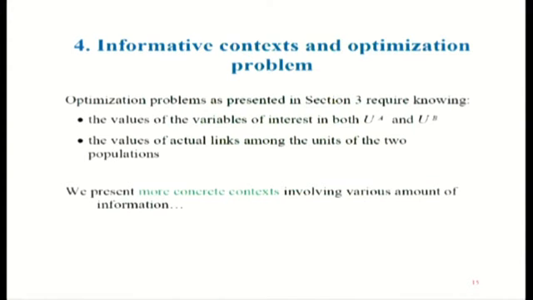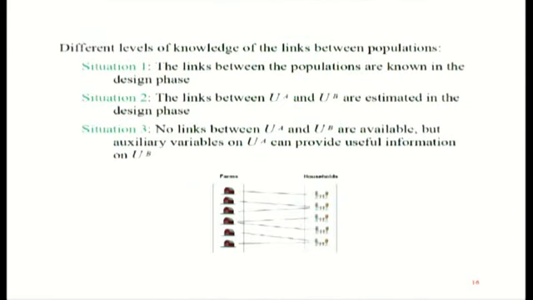But the problem as presented before is very theoretical, because we need to know the variables of interest for both populations and the links between the two populations. Now we consider three more concrete situations. In the first situation, the links between the two populations are known in the design phase. We know which are the links. In the second situation, the links are estimated during the design phase. In the third situation, no links between the two populations are available, but auxiliary variables on the first population can provide useful information on the links. These are the contexts, the information, the situations.